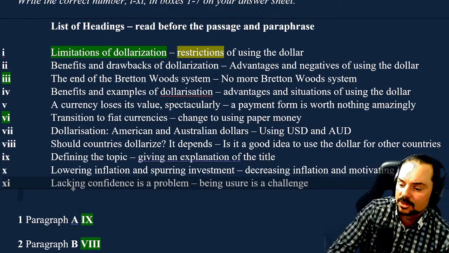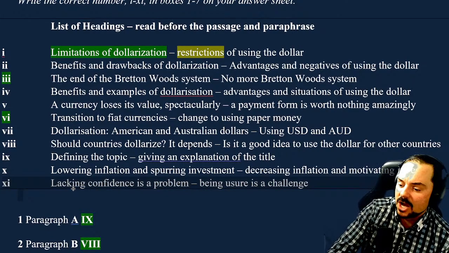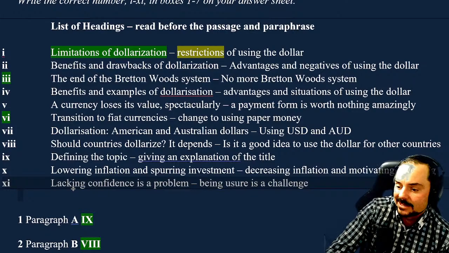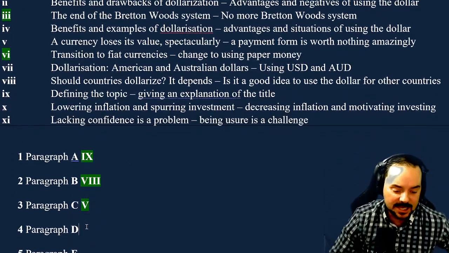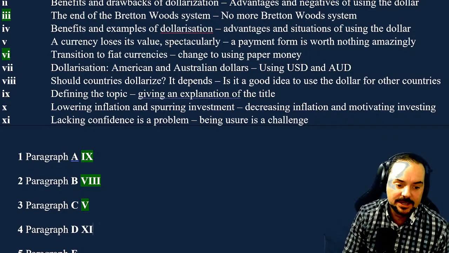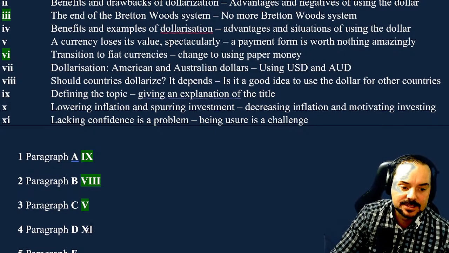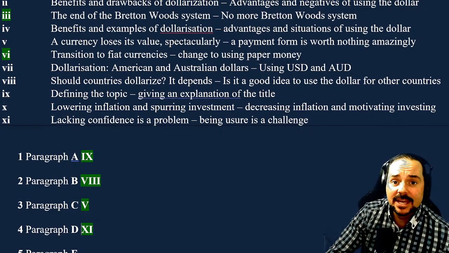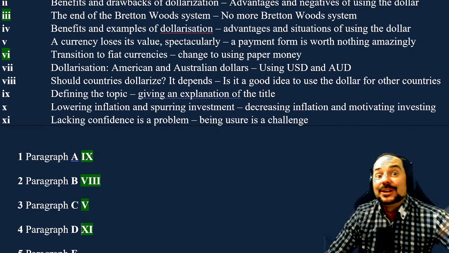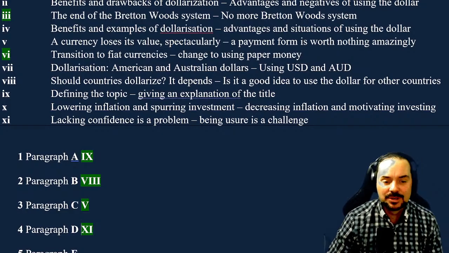Tatiana says, I think it's number 11. Barat says, I think it's 11. Just Kaur says it's 11. And Xiao says, well, my answer is closest to 11. And all of you who said 11 just picked up another point on your IELTS exam. Lacking confidence is a problem. Absolutely. So in this case, the answer comes from the very last sentence of the body paragraph. Notice that, okay?